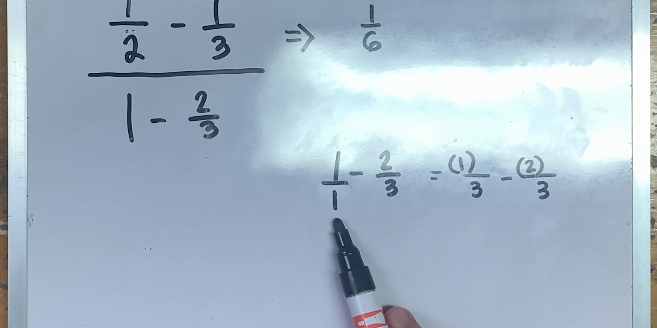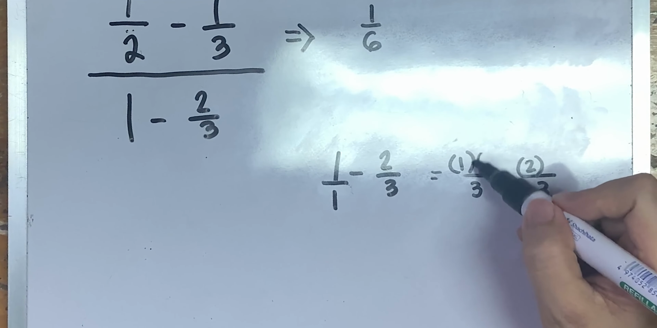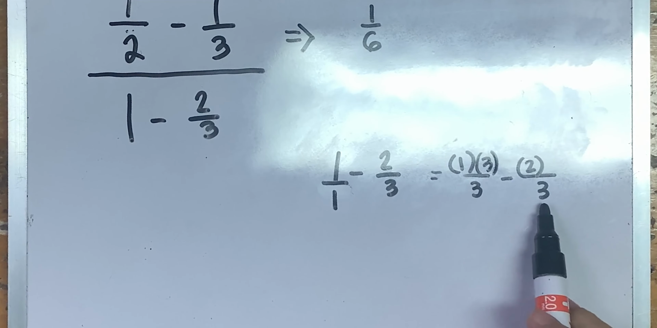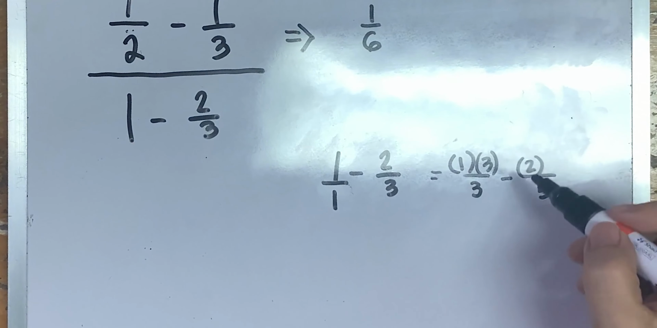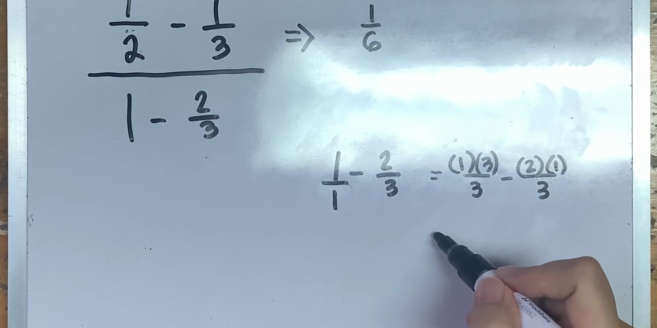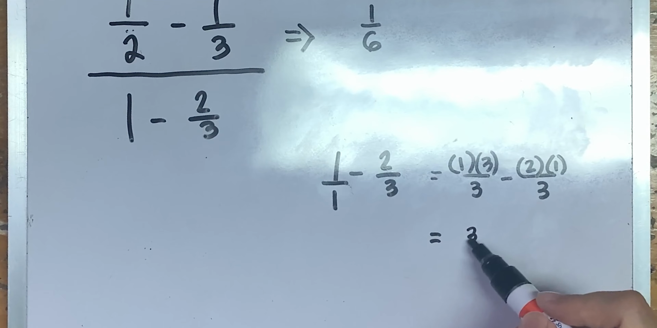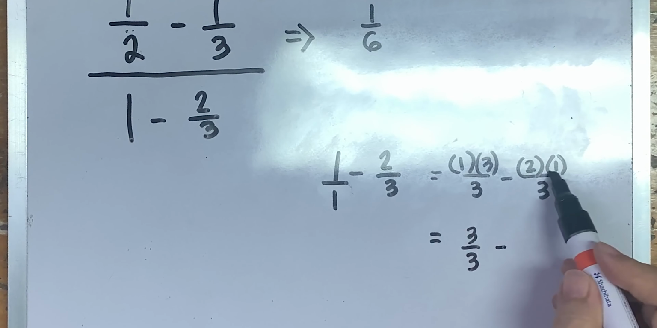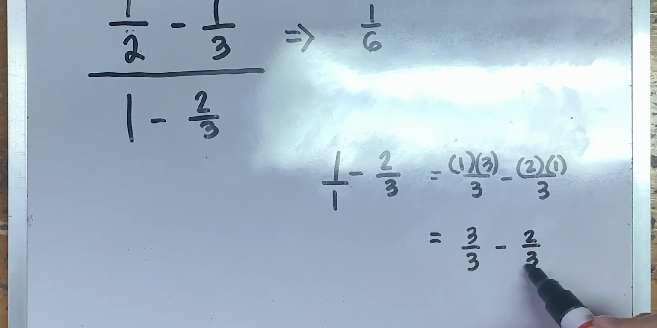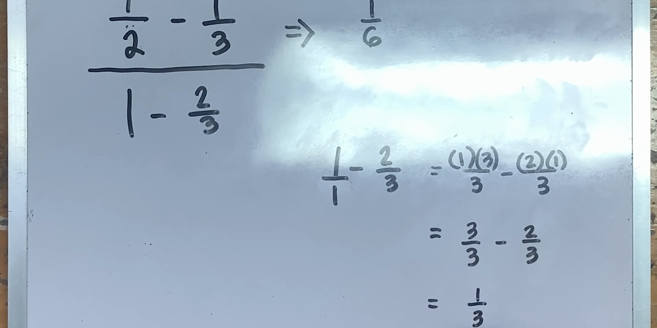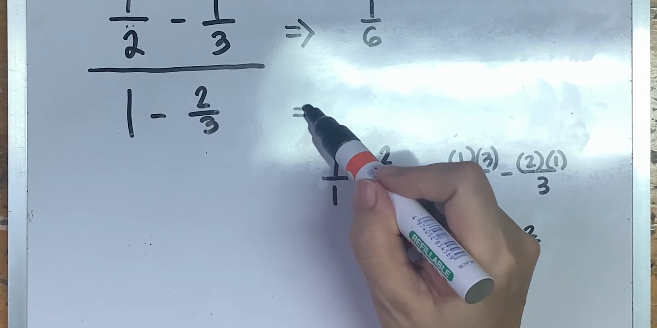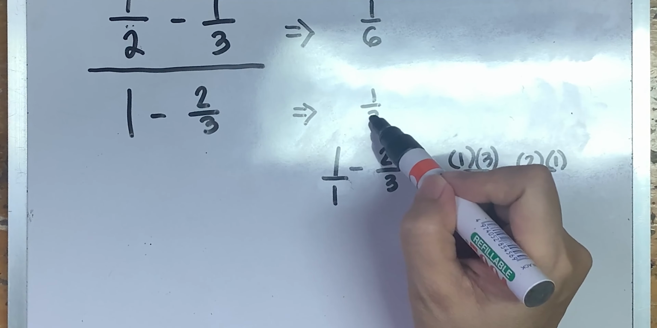3 divided by 1 is 3. So we multiply this by 3. Okay, 3 divided by 3 is 1. So we multiply 2 by 1. Okay, and then we multiply the numerator. So we have 3 over 3 minus 2 over 3. Okay, since we have same denominator, we can simply subtract. So 3 minus 2 is 1 over 3. So the simplification of the denominator is 1 over 3.